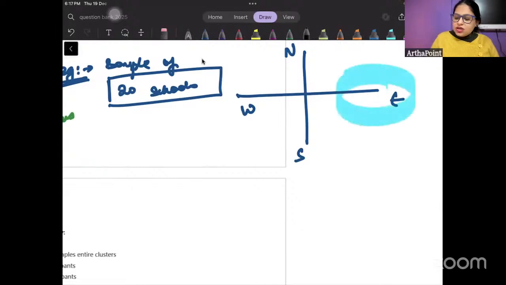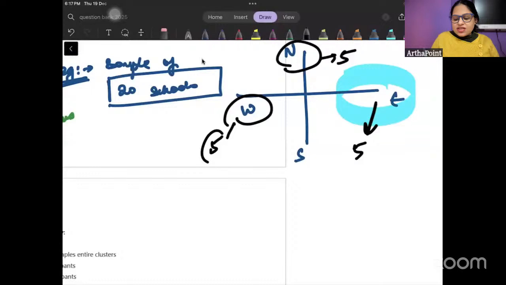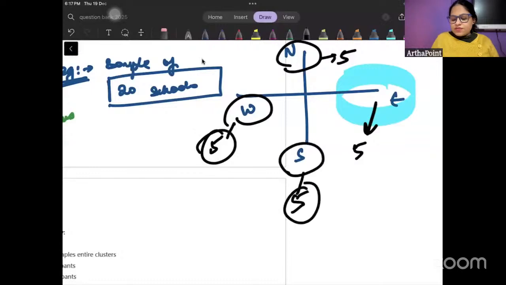हाँ. And now what I will do is I will say कि ठीक है, from east go ahead and select 5 schools. From north select 5 schools. From west select 5 schools. From south select 5 schools.